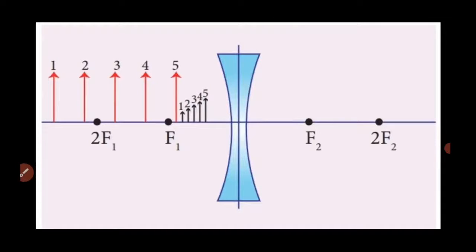Students, here the red color arrow marks are the object and the black color arrow marks are the image. When the distance between the object and the lens is decreased, the distance between the image and the lens also keeps decreasing. Further, the size of the image formed increases as the distance between the object and the lens is decreased.